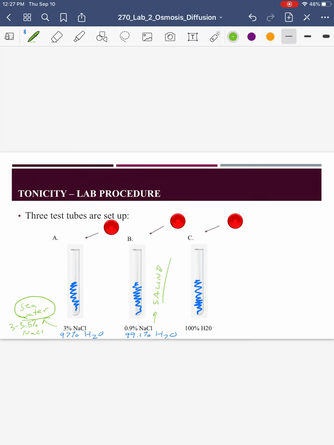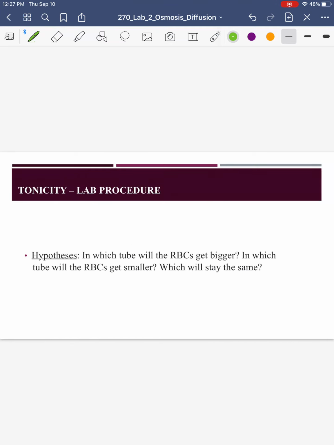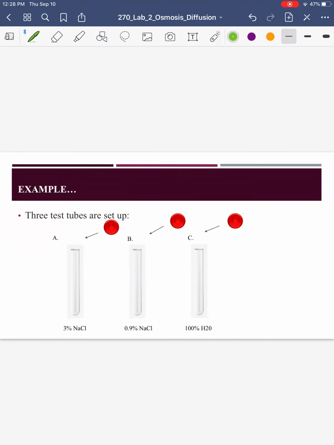All right, and then to each of these test tubes, we are going to drop in red blood cells. So my question to you is, in which of these test tubes will the red blood cells take on water, get bigger, hemolyze, burst? In which of these situations will the red blood cells get smaller? And in which will it be isotonic, where the cells stay the same?